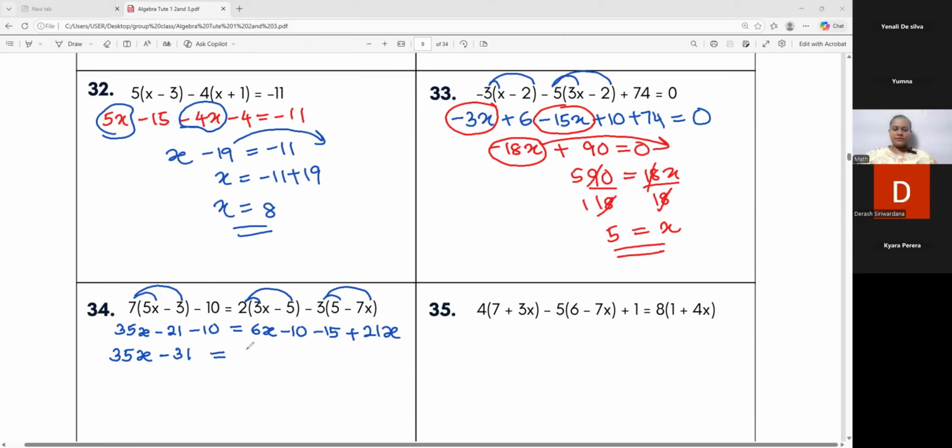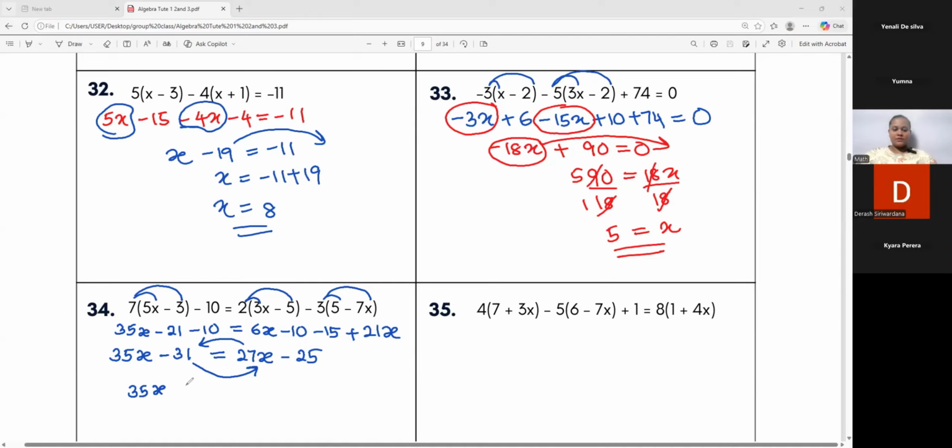Right hand side, 6x plus 21: same sign, add them, 27x. Minus 10 minus 15, again same sign, add them, minus 25. Now we'll collect the x terms into one side. Since there are more x terms on the left, I will move this 27x to the left, and minus 31 to the right hand side.